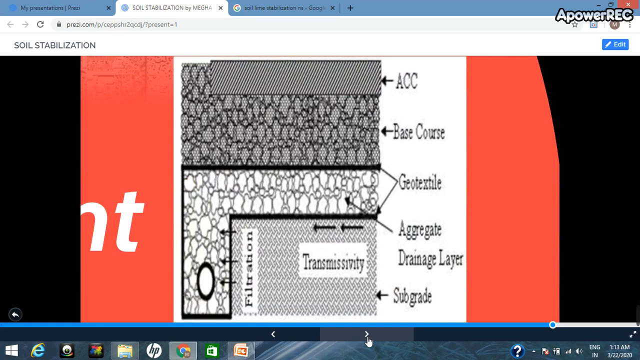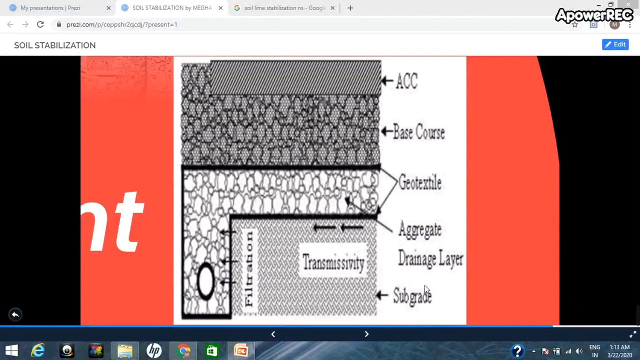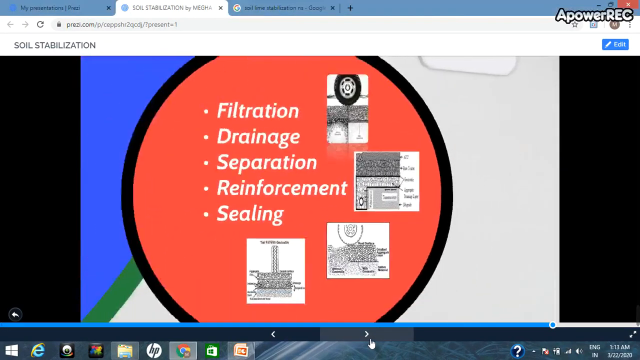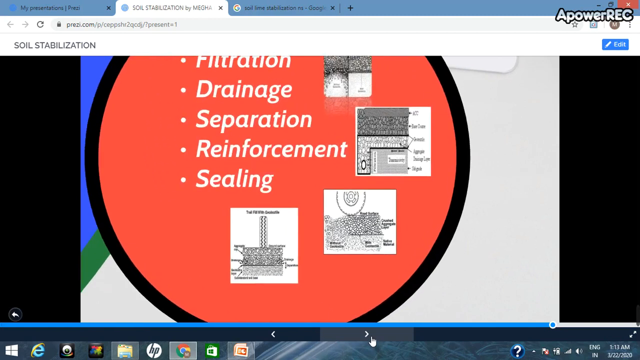This is another diagram explaining the effect of geotextile. It can be used for filtration and drainage purposes. In all types of pavements and all types of roads, the basic problem is the water stacking problem, which is solved by the presence of geotextile.